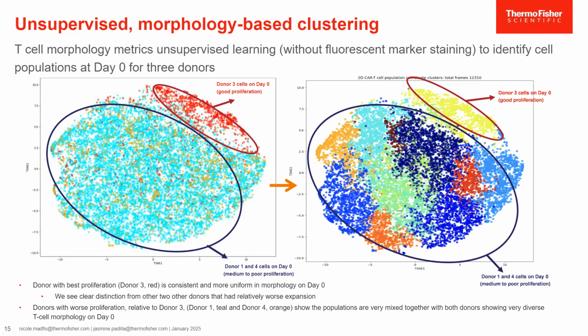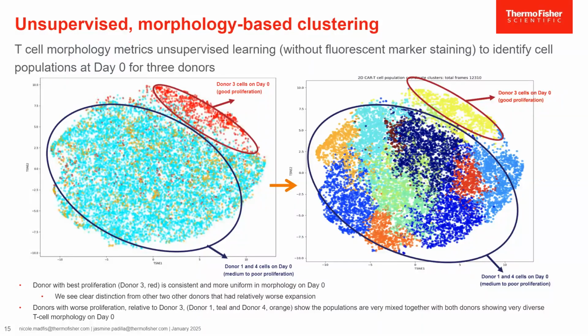For the morphology-based analysis, we used unsupervised learning without fluorescent marker staining to identify cell populations in the day 0 peripheral blood mononuclear cell samples for 3 donors, to see if it reveals morphology profiles of these samples that could correlate to expansion potential. On the left, we have a projection of population morphology in a 2D space.